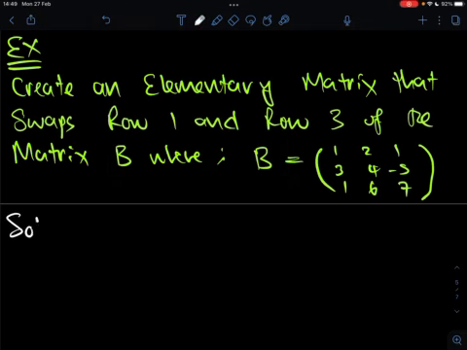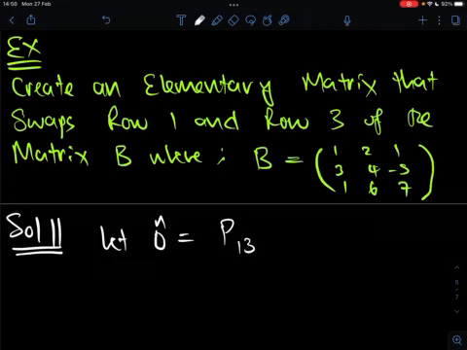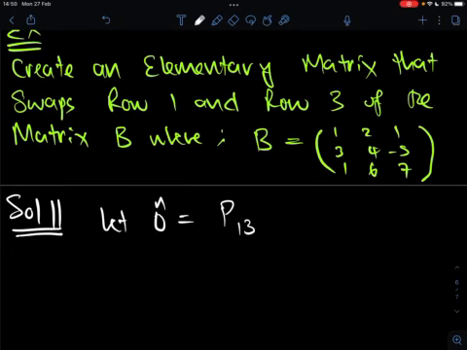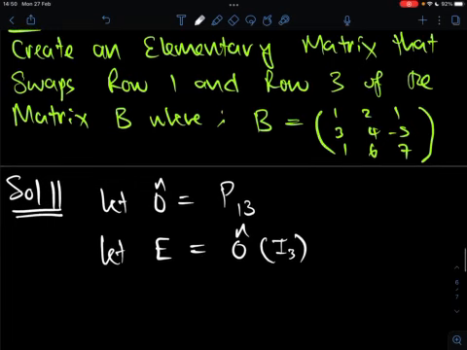To answer this question, this is how we proceed. We'll say let the operation O hat be whatever we're talking about. So it switches row 1 and row 3, so we'll call it P13. Since we're dealing with a 3 by 3 matrix, we now have to see exactly how this is going to work. So now we'll say let E be the elementary matrix whereby O has been applied to I3. You see, which means I have to apply the operation O to I3, and what will I get?